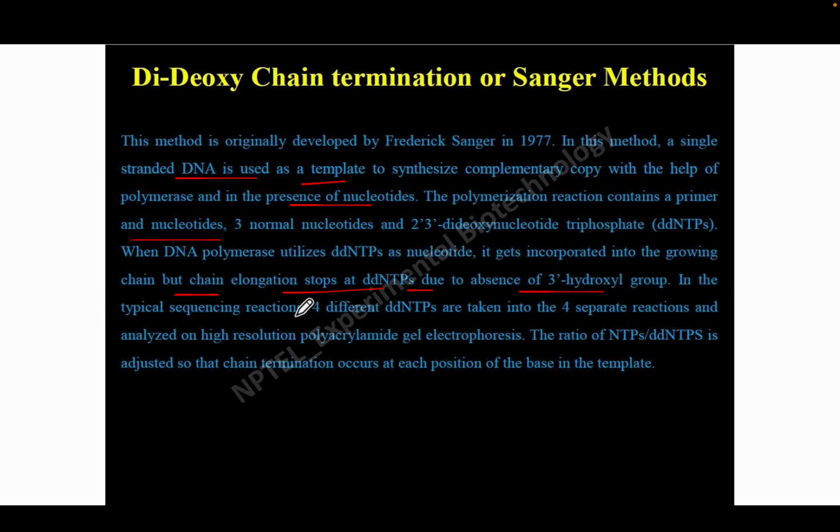In the typical sequencing reaction, 4 different ddNTPs are taken into 4 separate reactions and analyzed on high resolution polyacrylamide gel electrophoresis. The ratio of NTPs and ddNTPs is adjusted so that chain termination occurs at each position of the base in the template.